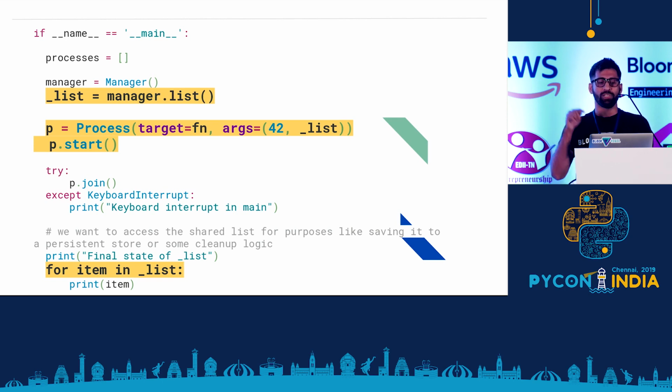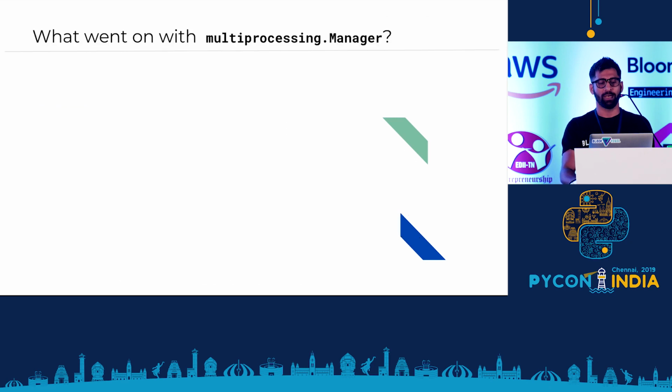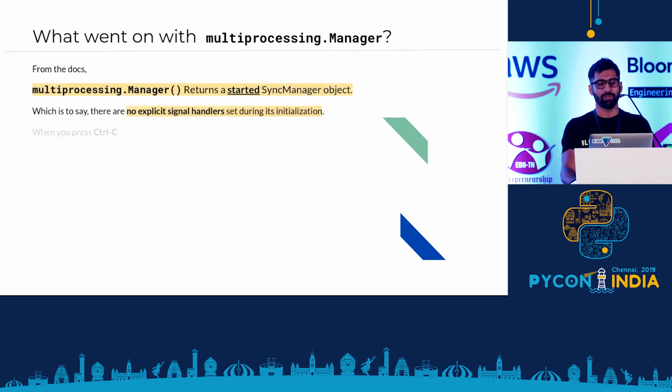When you press Ctrl C, when you're getting a keyboard interrupt, then I want to do some sort of cleanup logic on the shared list, and this ends up happening. Something like this, no attribute connection. Why is this happening? If you look at the stack trace, while I'm trying to access the shared list, I get this exception. What went on over here?